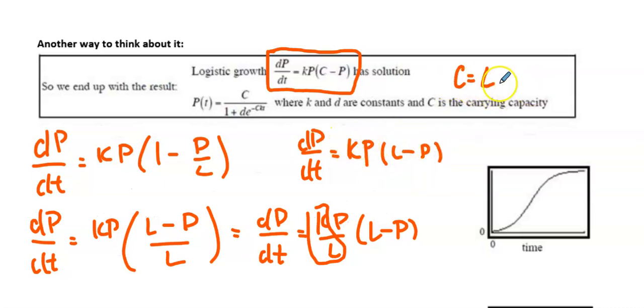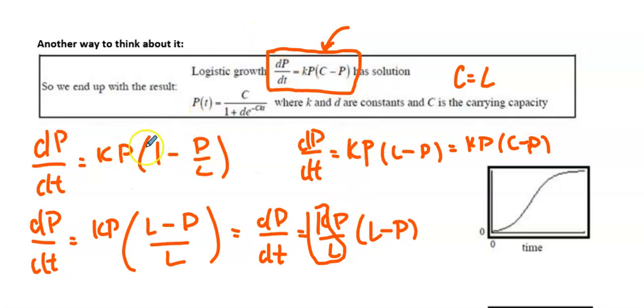And I just told you guys that L and C are equal to each other, so I can rewrite this. Instead of having an L, I can have a C, and we're back to right here. So what is the difference between these two? There really isn't anything.